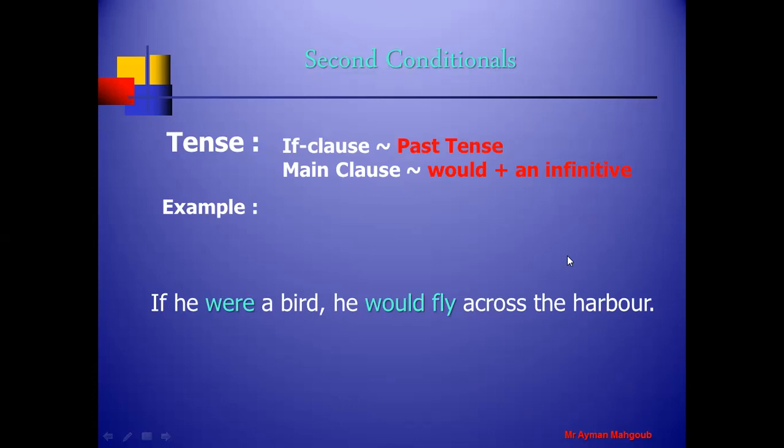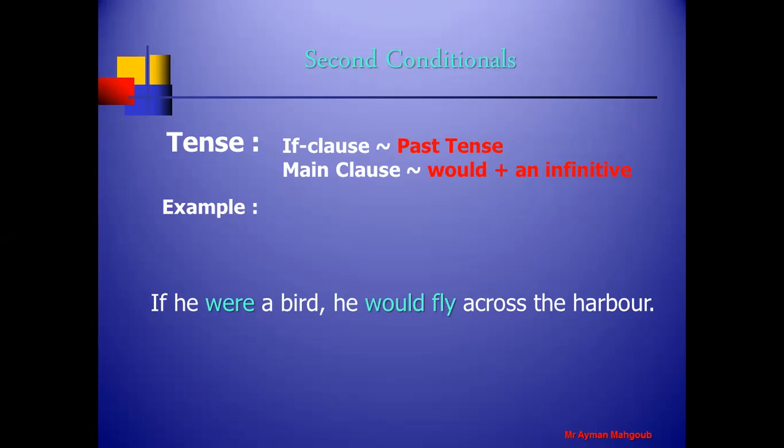If I were a bird, am I a bird or he? Is he a bird? No, he isn't a bird. So I'm talking about something which is unlikely to happen, or improbable to happen, or actually untrue. If he were a bird, he is not a bird. So I'm talking about something which is not true, not in reality at all. And he would fly across the harbor. What does the sentence mean here? It means he isn't a bird, so he can't fly across the harbor. But I'm daydreaming, imagining that if he were a bird he would fly around. This is not real at all.